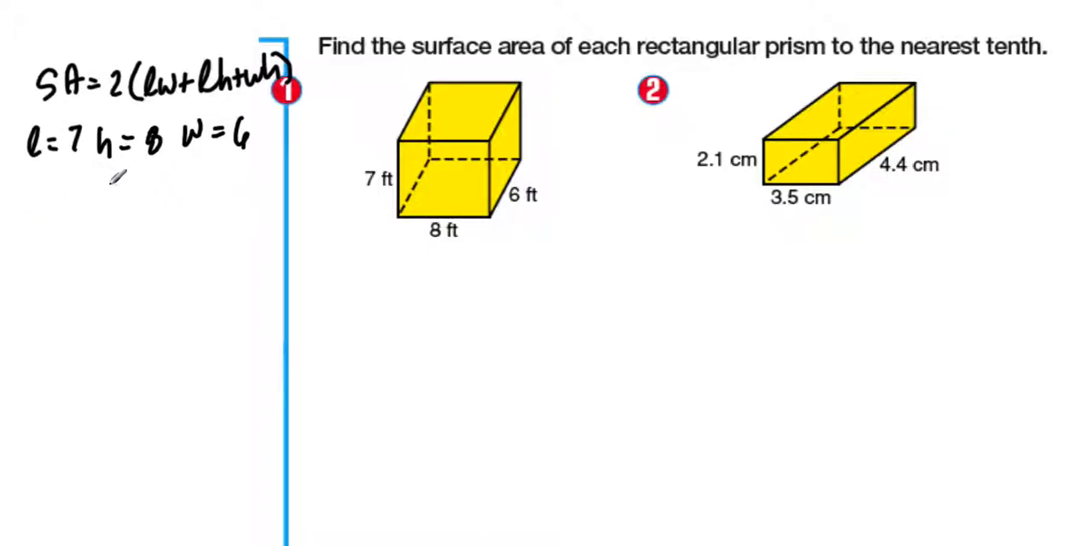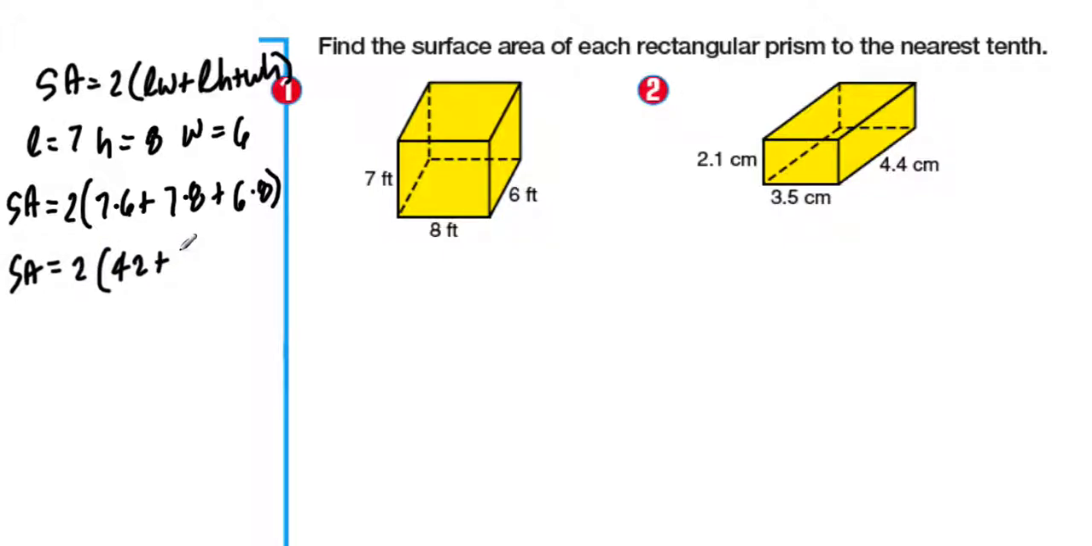Okay, so let's apply this. Let's substitute the values to our formula. So surface area now is equal to 2 times length times width, which is 7 times 6, plus length times height, which is 7 times 8, plus width times height, which is 6 times 8. Again, we need to use order of operations, so we need to simplify what's in the parentheses first before we multiply by 2. So surface area is equal to 2 times the quantity, 42, plus 56, plus 48.